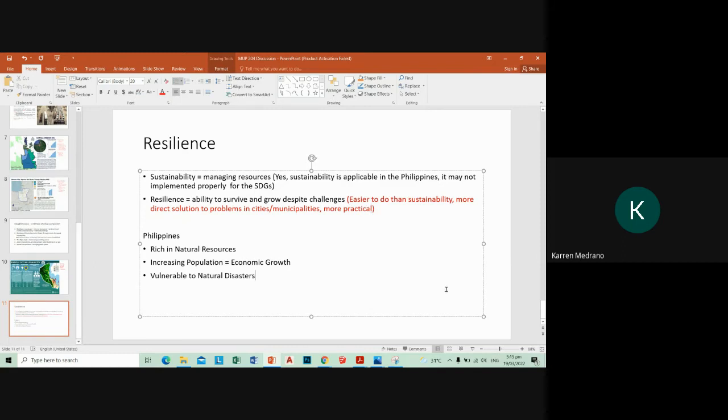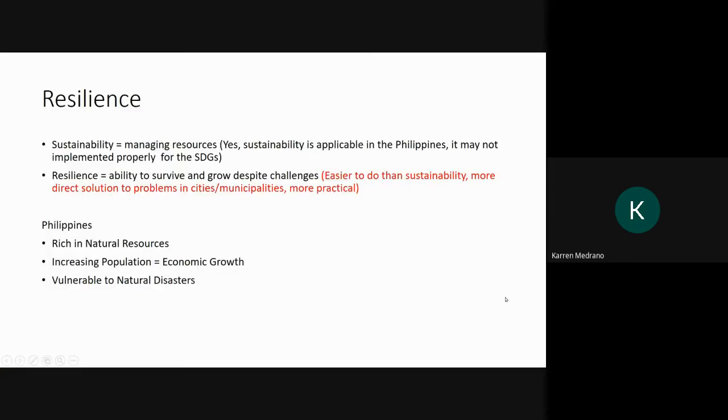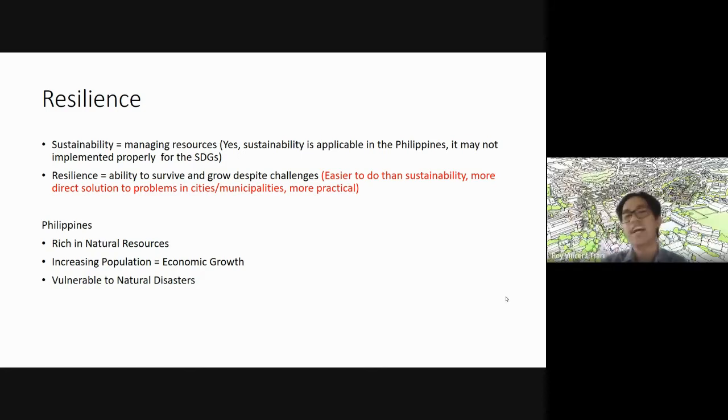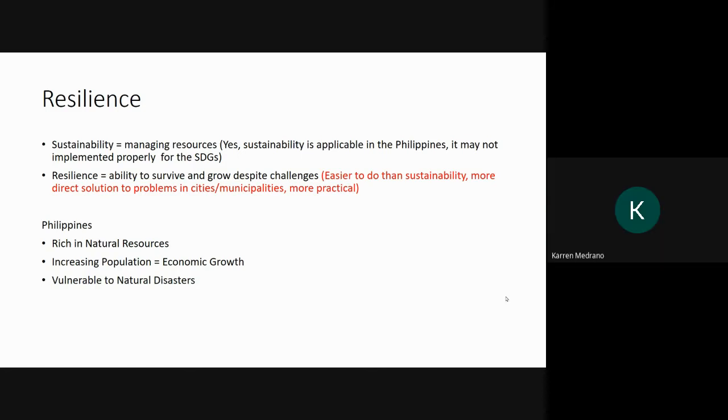So it's more on implementation, unlike sustainability, especially no hunger and no poverty. Is that even doable? It's very broad, a very big problem. Unlike resilience, yes, it's achievable, if only those who know would help out.